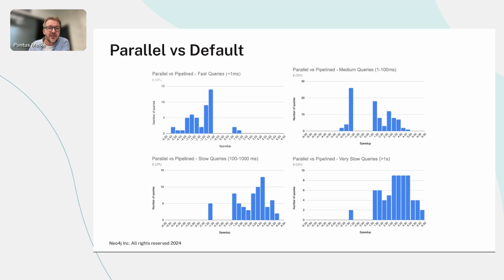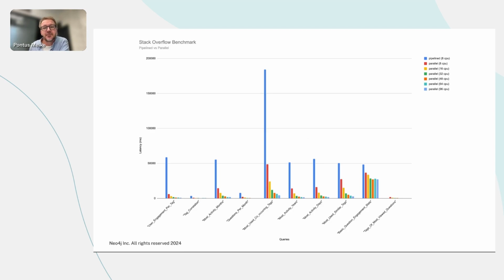And we also looked last year at how it scales with CPUs. So this is a Stack Overflow data set where we have different queries. On the x-axis you have different queries, and on the y-axis you have latency. In blue we see results from the default runtime on 8 CPUs, and in red you have the parallel runtime on 8 CPUs, and then you have increasing CPU count. Yellow is 16, and then you have 32, 48, 64, and 96 CPUs.